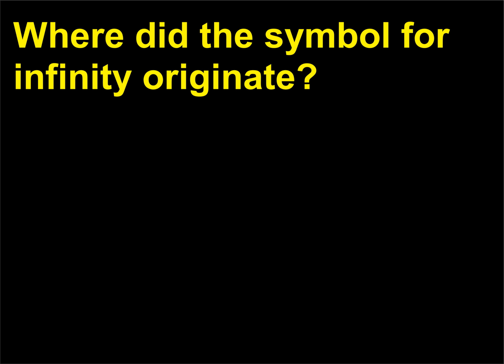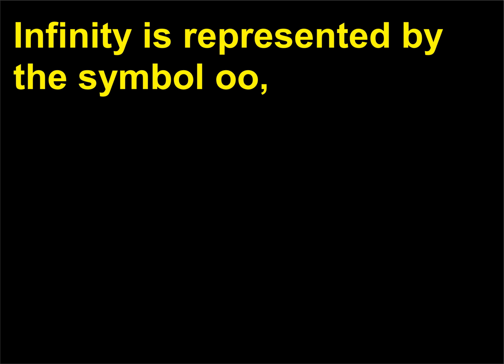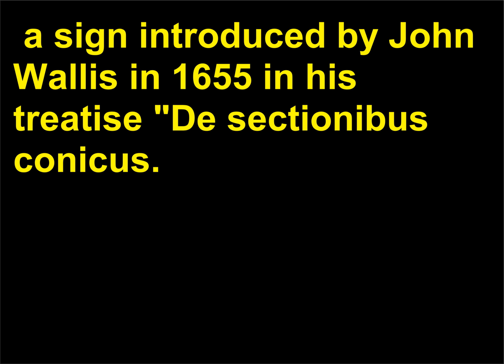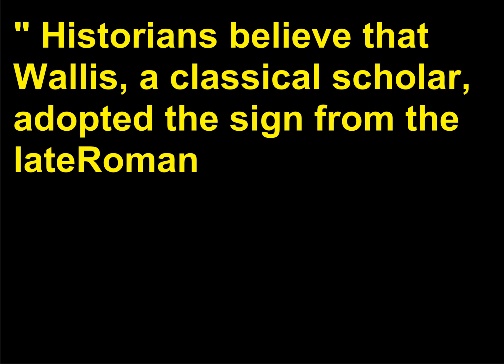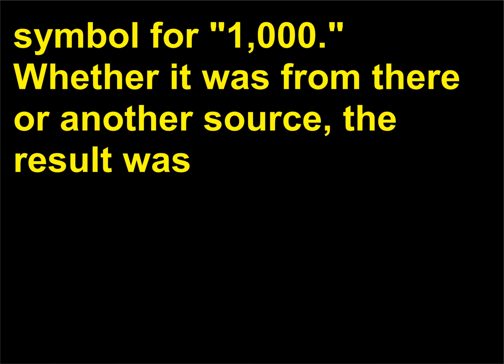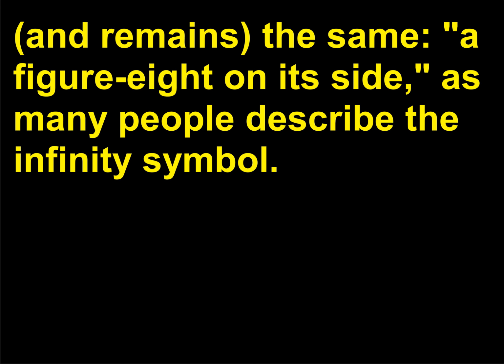Where did the symbol for infinity originate? Infinity is represented by the symbol ∞, a sign introduced by John Wallis in 1655 in his treatise De Sectionibus Conicis. Historians believe that Wallis, a classical scholar, adopted the sign from the late Roman symbol for 1,000. Whether it was from there or another source, the result was and remains the same, a figure 8 on its side, as many people describe the infinity symbol.